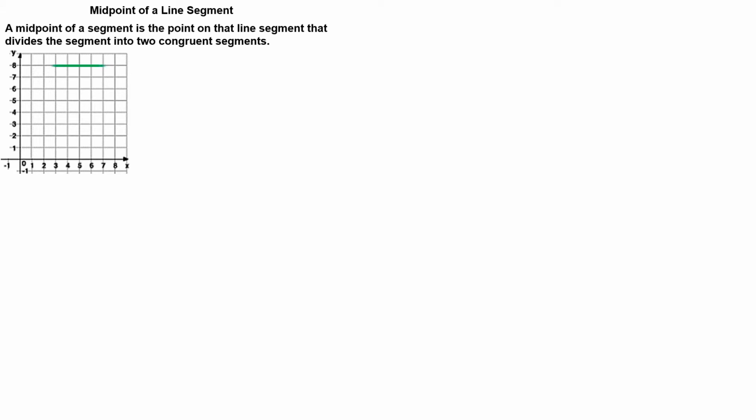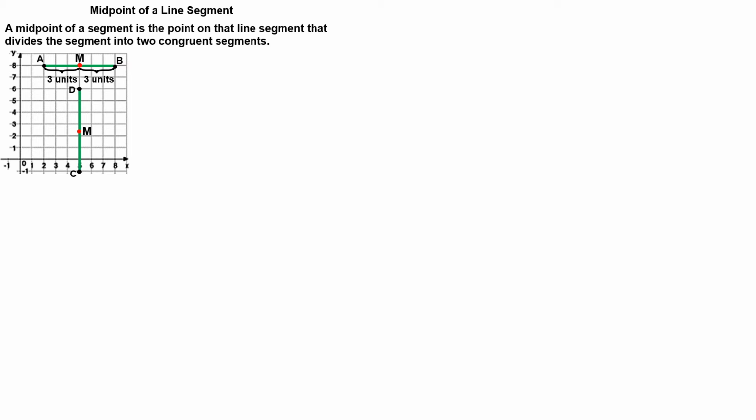Look at this horizontal line segment. The length is 6 units. 6 divided by 2 is 3 units. If we count 3 units from point A, we get the midpoint. Look at this vertical line segment. We will do the same. The length is 7 units. This length divided by 2 is 3.5 units. Counting 3.5 units from point C, we get the midpoint.